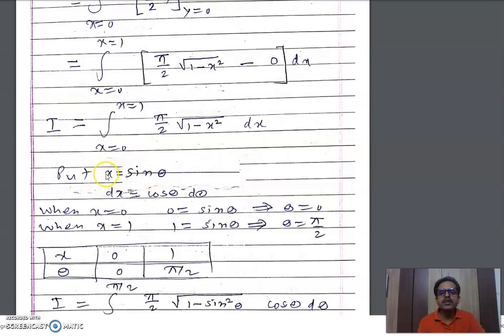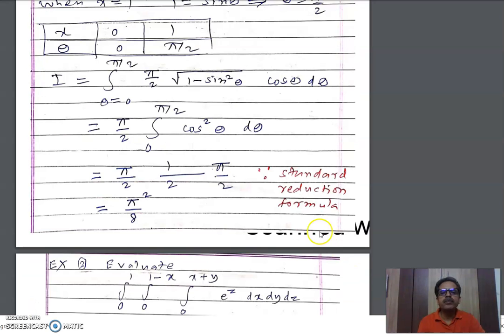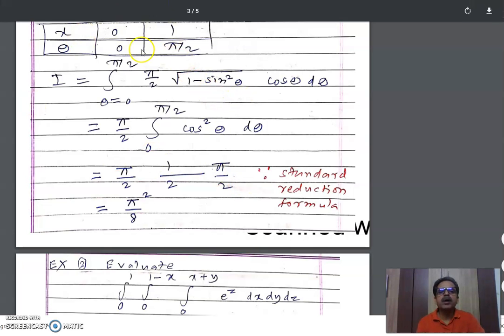When x is 0, from this equation you will find 0 equals sine theta, which implies theta is 0. When x is 1, put x is 1 in this equation, 1 equals sine theta, which implies theta is pi by 2. In this way x has a limit 0 to 1 and the new variable theta will have a limit 0 to pi by 2. And now convert this integral in thetas. Pi by 2 is a constant, you can take it out, and this becomes cos theta, and cos theta becomes cos square theta, and using the standard reduction formula the answer can be obtained.